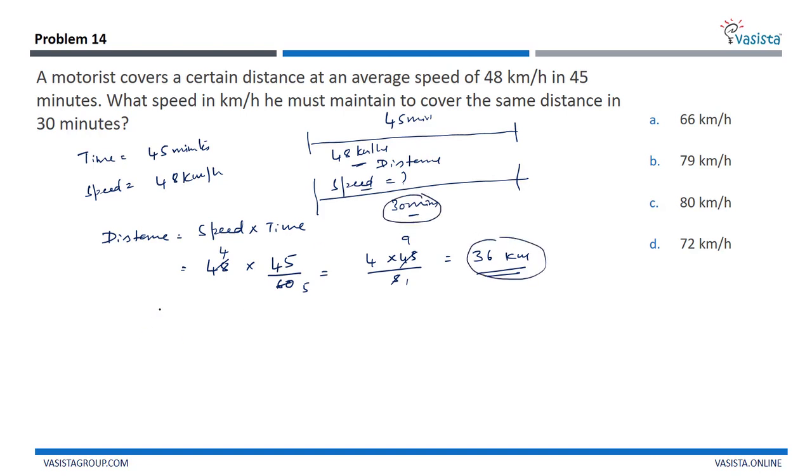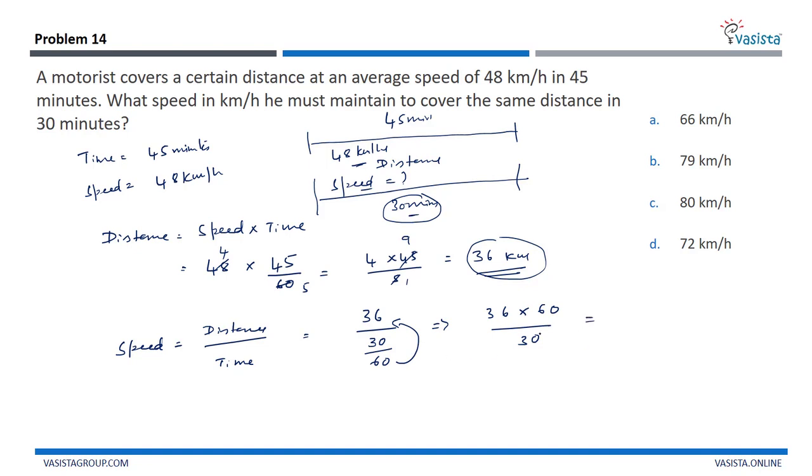Now the distance we got, we know the time also. Now we need to find speed. To find speed, speed is equal to distance by time. What is the distance? Distance is 36. Time they have given is 30 minutes, which we must divide by 60 because we need to convert it into hours. This will become 36 into 60 by 30. Why? The denominator of the denominator will go to the numerator.